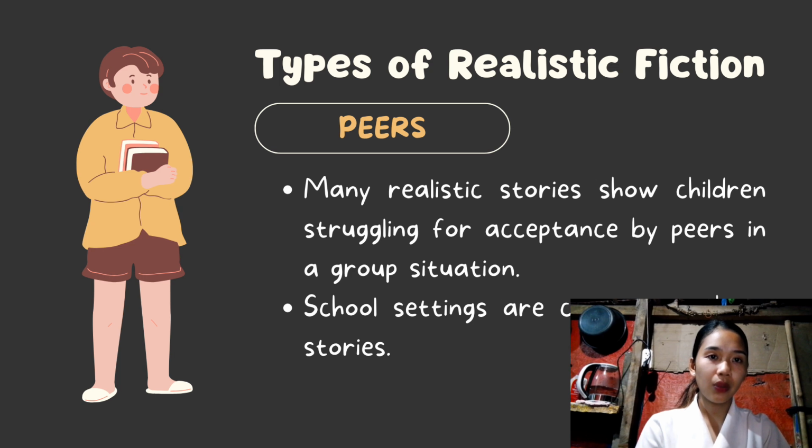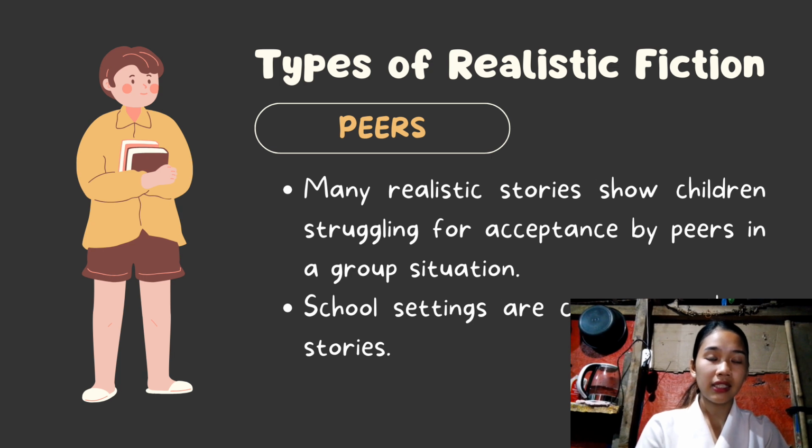And now we are done with the families, and now we are moving on to peers, these types of realistic fiction. So many realistic stories show children struggling for acceptance by peers in a group situation. Peer acceptance struggles: realistic fiction often portrays children navigating group dynamics, highlighting their struggles to gain peer acceptance and fit in socially. The other one is that school settings are common in these stories.